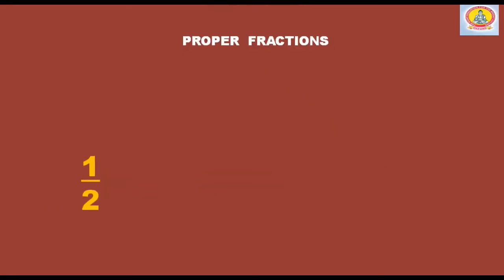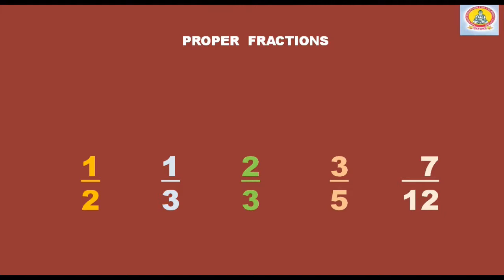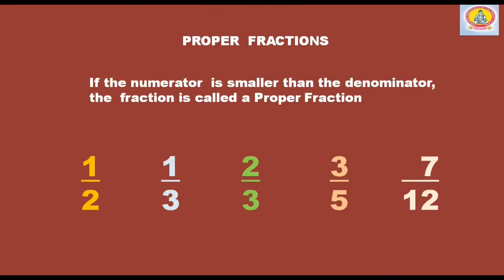Proper fractions: 1 by 2, 1 by 3, 2 by 3, 3 by 5, 7 by 12. In these fractions, we can notice that the numerators are smaller than the denominators. If the numerator is smaller than the denominator, the fraction is called a proper fraction.